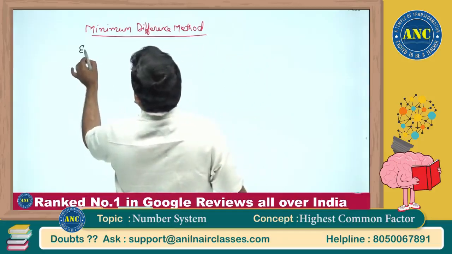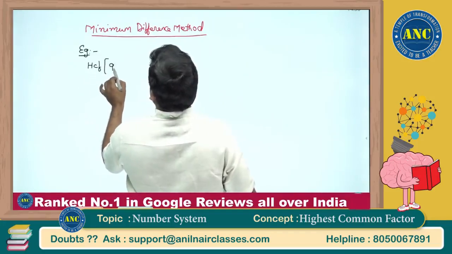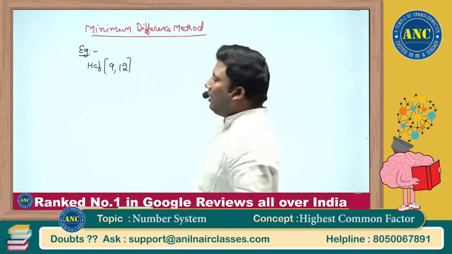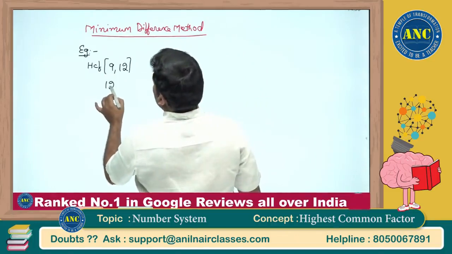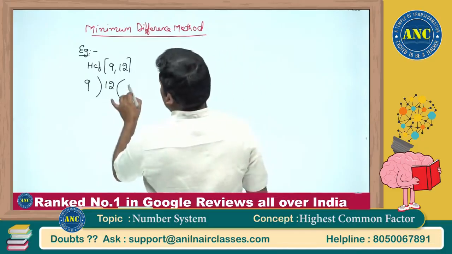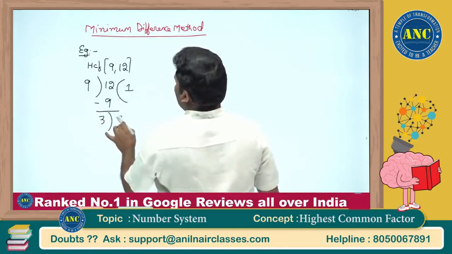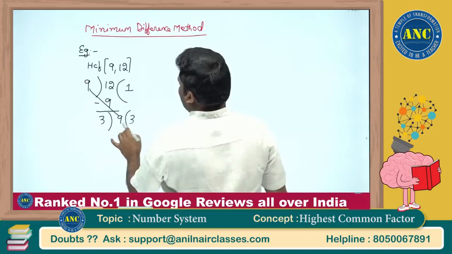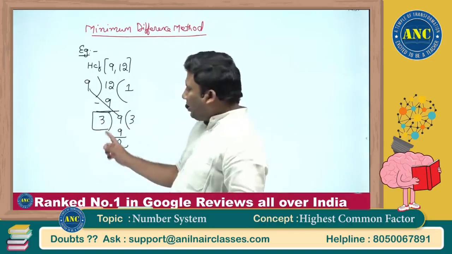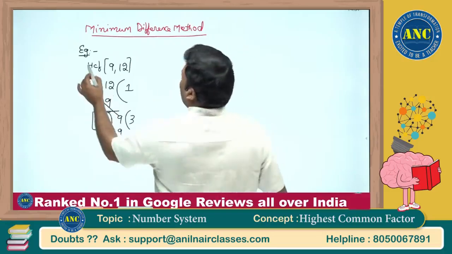In our school standard, we have discussed this. HCF of, for example, 9 and 12. There is a method taught in school, the long division method. I took the largest number and divided it by the smallest number. 9 ones are 9. Subtraction, I got 3. I shifted this number here. 3 3s are 9. It is 0. What is this number 3? This is nothing but 12 minus 9.